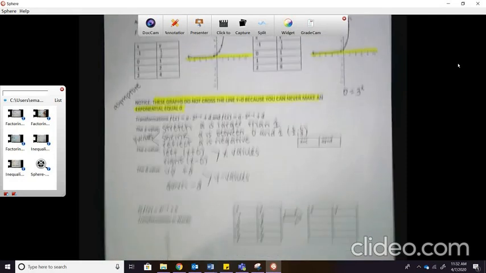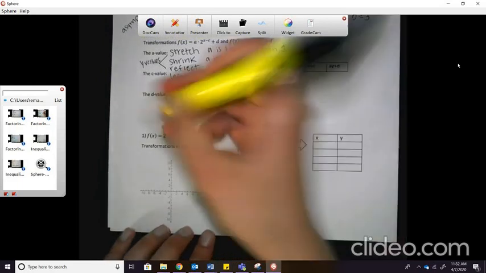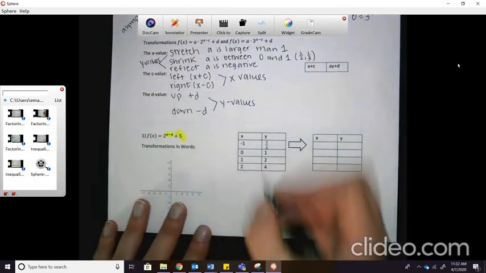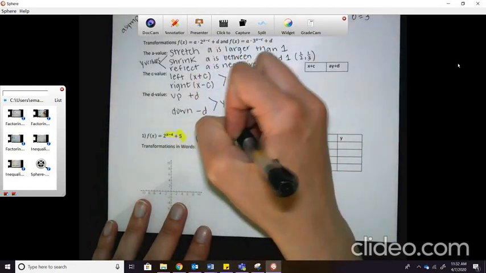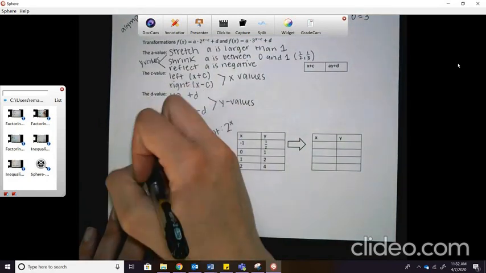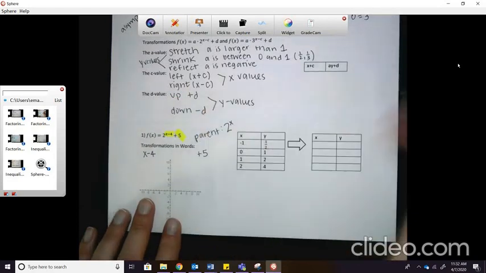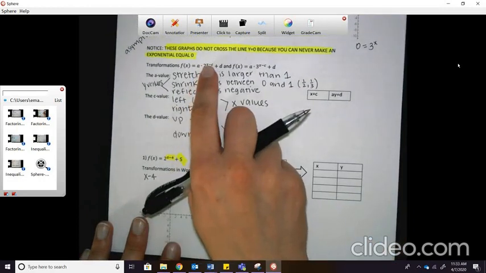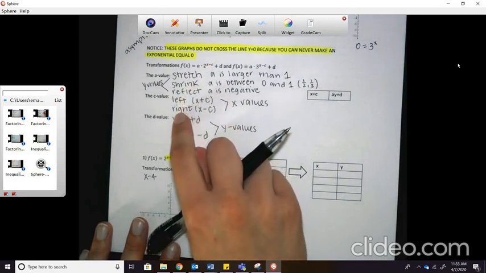So let's look at what this actually does. If I have this function here, I'm going to highlight my transformations. And I can tell these are transformations because my parent function was just 2 to the x, so anything that changes from that is a transformation. So we have x minus 4, and then we have plus 5 on the end. So we're going to look up here. If I have x minus 4, that's like a c value, and minus is going to move it right.